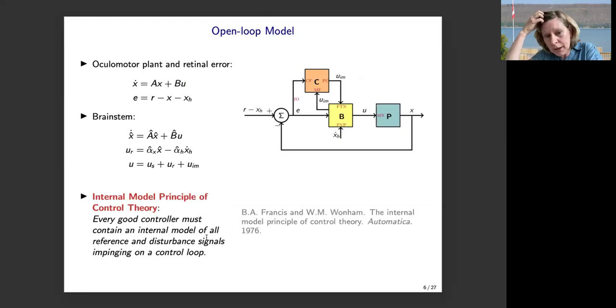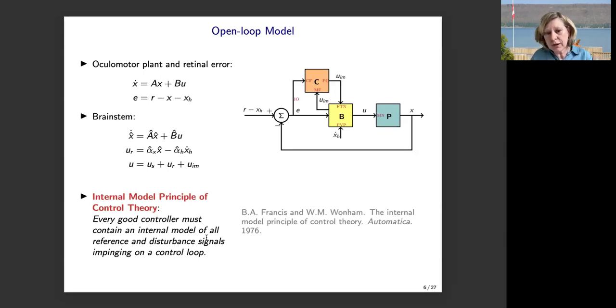So our claim then is that for the floccular complex to generate these signals at the Purkinje cell output, even though it cannot directly measure those signals, that is an instantiation of the internal model principle, which basically says every good controller must contain an internal model of all reference and disturbance signals impinging on a control loop. And this is basically saying that in steady state, those signals have to be built. You cannot expect to achieve perfect tracking if you don't build those signals in your control loop.